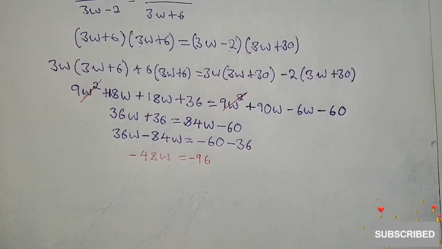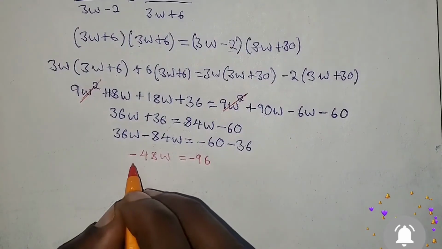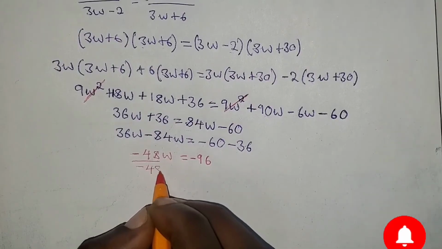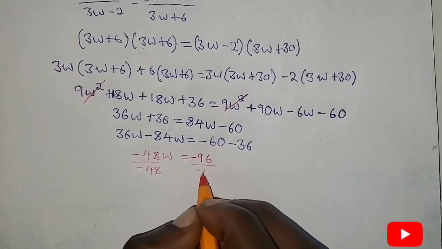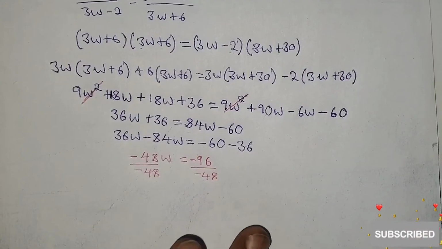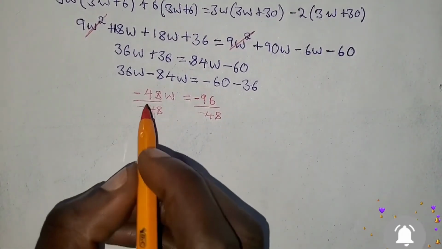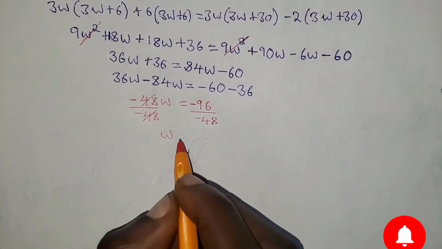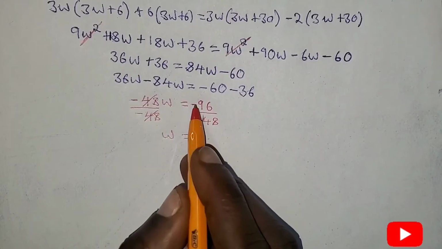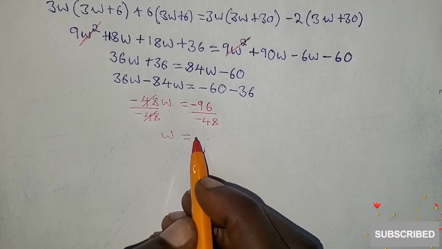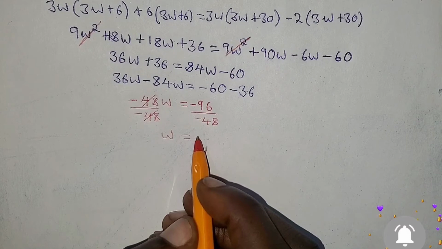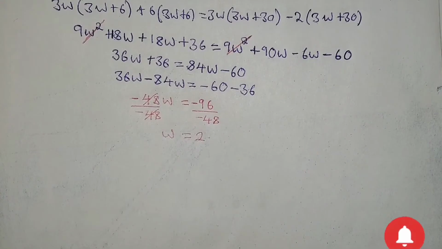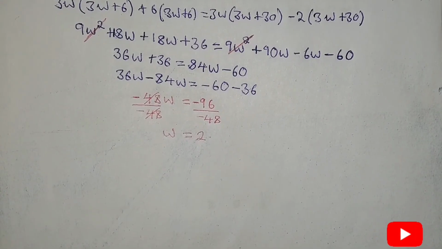Then we are going to divide both sides by negative 48, negative 48, okay. Now this will cancel, leaving us with what? W is equal to negative divided by negative, it is what? It is positive. Then 96 divided by 48 is 2. So the value of W is what? Is just 2.